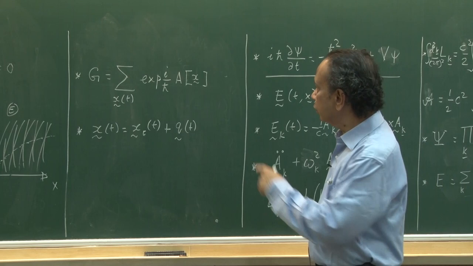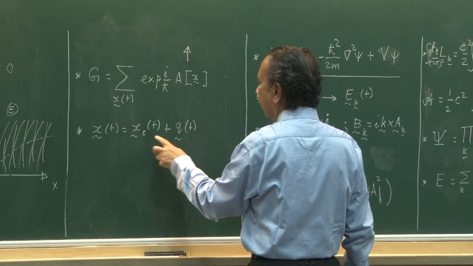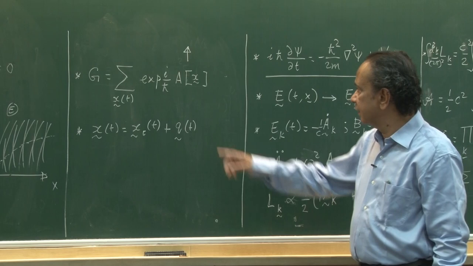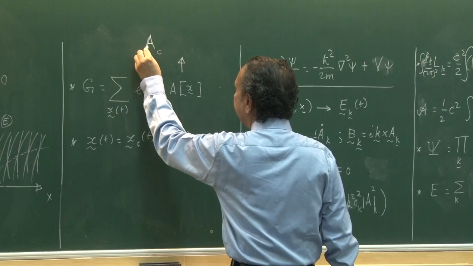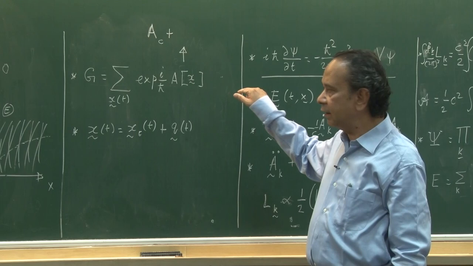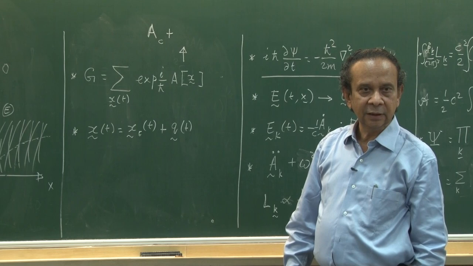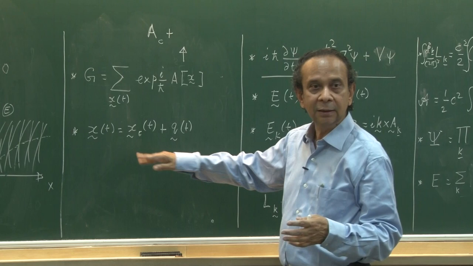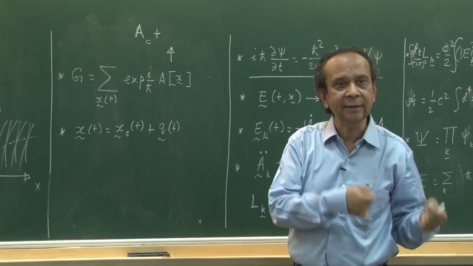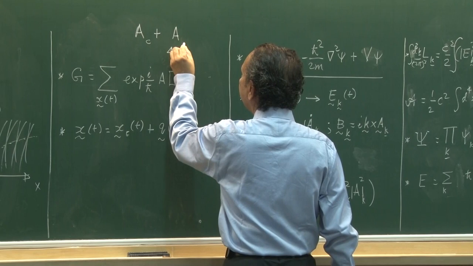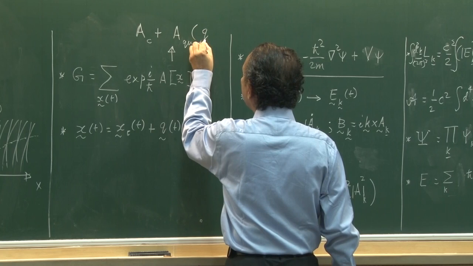So I want to plug into this x as x_c plus q. What will happen? This action is quadratic. So when I expand it out, I will first get a value which is A for x_c, which I will call A classical. Then I should get a term which is linear in q, and a term which is quadratic in q. But the term linear in q will vanish, because the coefficient of linear in q is exactly where the classical path gives you 0. How is the classical path defined? It is defined such that if I make a small variation around it, to the linear order, the action does not change. So the linear term will vanish. Then you will get an A, which I will call quadratic, which will only depend on q, because all the coefficients should be constant if this is a quadratic action.